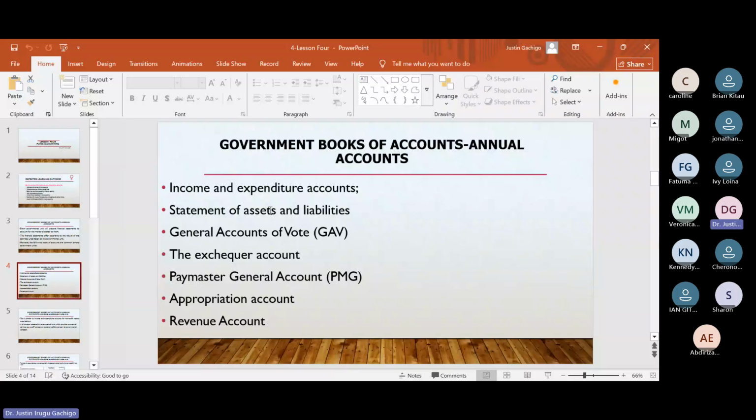Now, the books that are normally kept by the government: first we have the income and expenditure account, and this is very simple. For those who have done accounting and did something called specialized accounting, especially for NGOs, they normally use this income and expenditure account. Then you have the statement of assets and liabilities. Then we have the general account of votes. Then you have the exchequer. We have the paymaster general account, PMG. We have the appropriation accounts, and then we have the revenue account. So these are the main accounts that are normally kept by government departments.